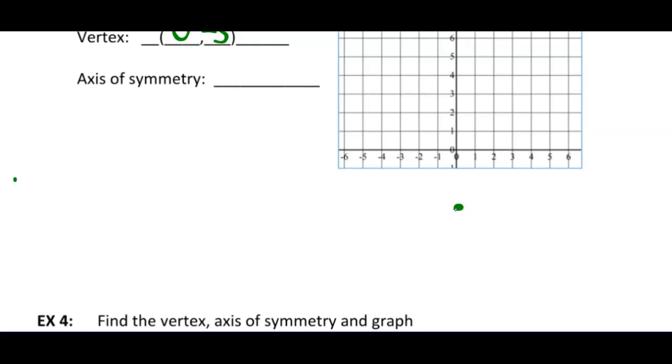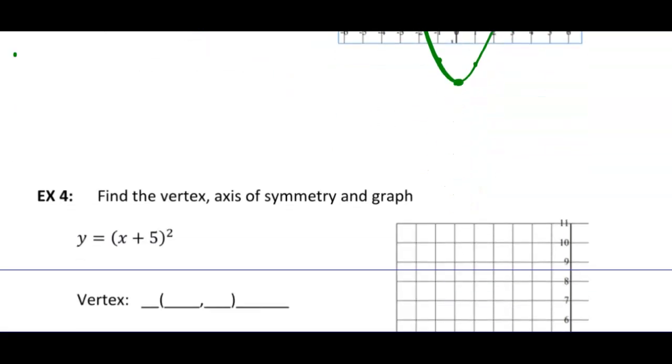And then I'm going to go over 1, up 1, over 1, up 3, over 1, 1, 2, 3. That's enough. Over 1 to the left, up 1. Over 1 to the left, up 3. 1, 2, 3. Okay. Connect my U. Done. Where am I going to fold this? If I fold that in half, my axis of symmetry is at x equals 0. Awesome. We got 1 left.